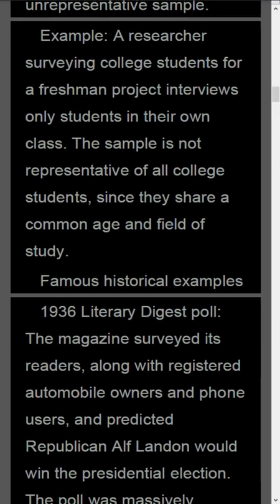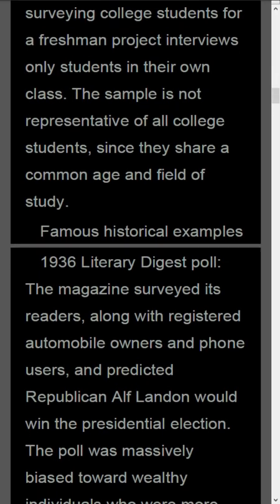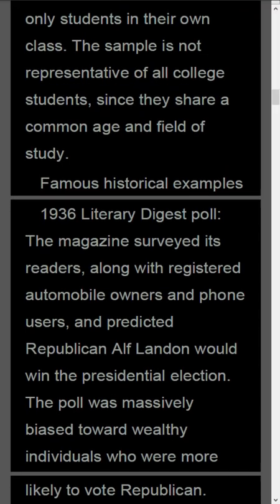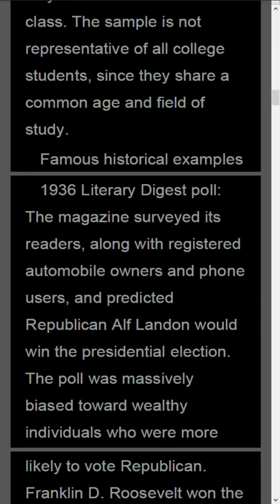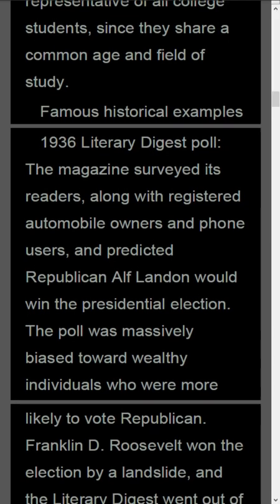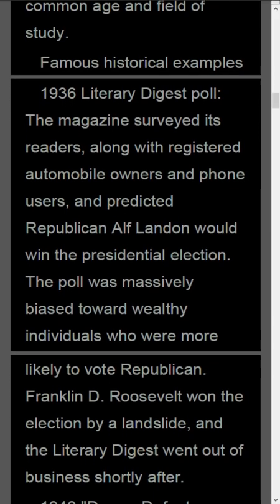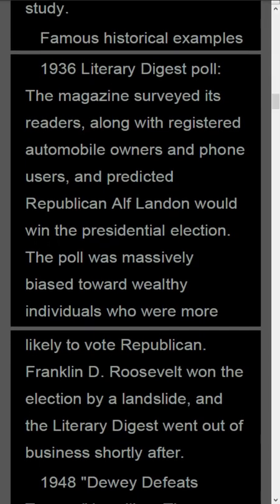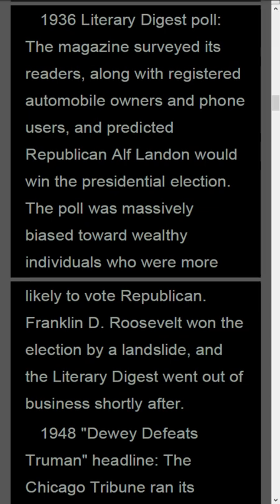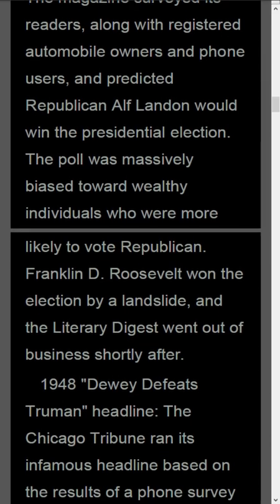Famous historical examples. 1936 Literary Digest poll. The magazine surveyed its readers, along with registered automobile owners and phone users, and predicted Republican Alf Landon would win the presidential election. The poll was massively biased toward wealthy individuals who were more likely to vote Republican. Franklin D. Roosevelt won the election by a landslide, and the Literary Digest went out of business shortly after.